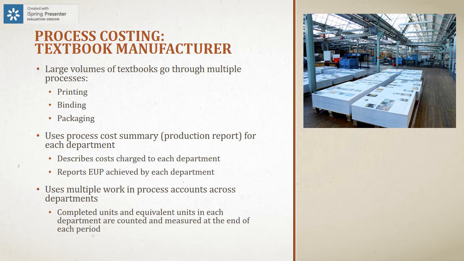This describes costs charged to each department and reports equivalent units of production, which we'll touch on later, achieved by each department. Process costing uses multiple work in process accounts across departments. Now, completed units and equivalent units in each department are counted and measured at the end of each period.